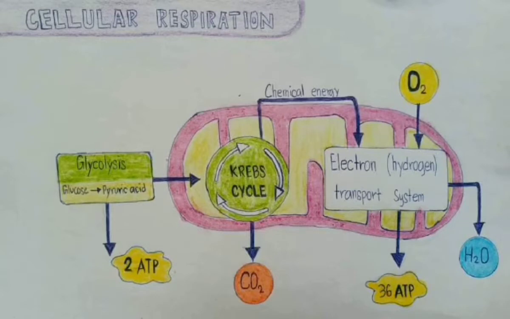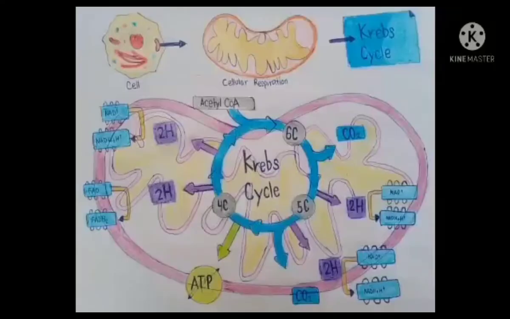Glycolysis is the primary step of cellular respiration, which occurs in all organisms. Glycolysis is followed by the Krebs cycle during aerobic respiration. In the absence of oxygen, the cell makes small amounts of ATP as glycolysis is followed by fermentation.